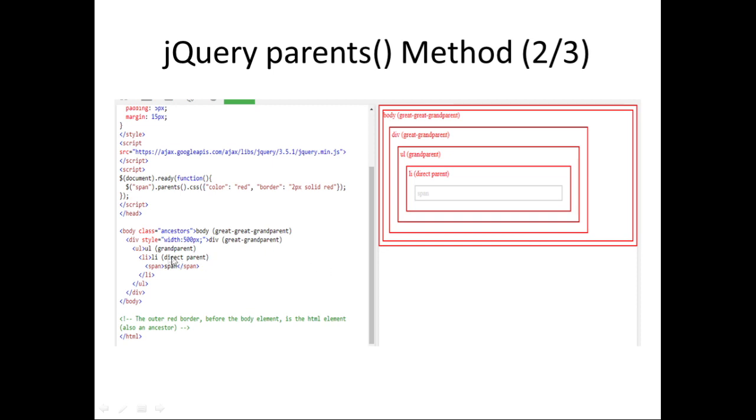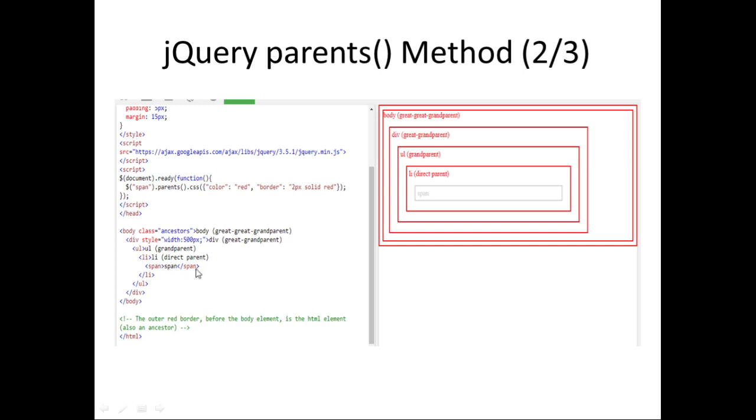So if we're going to look at this, we have here a division. And inside the division, we have UL. And we have LI. Inside LI, we have span. And then here in our jQuery, we selected span. So this one is selected. Then that parents. And we change the CSS color to red and border to 2px solid red.